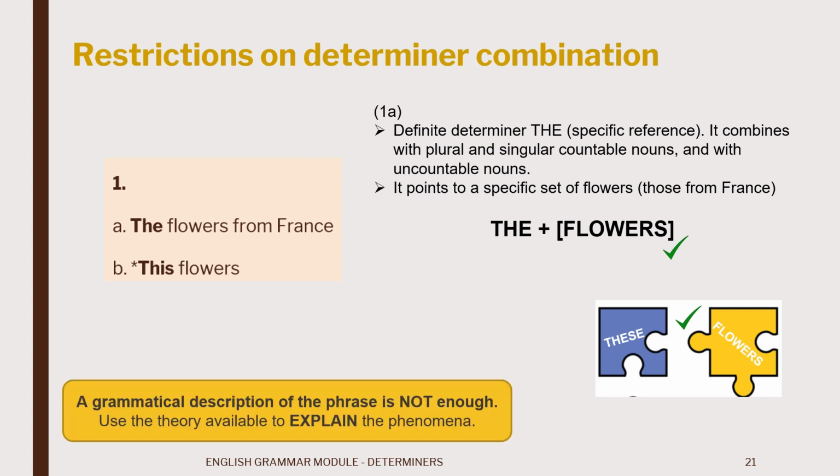A grammatical description of the phrase is not enough to account for its ungrammaticality. You have to use the theory available to explain the phenomena under analysis. So, why is it that 1B is not possible? The information about the correct version should not distract you from stating that this flowers is not possible because this, being a demonstrative determiner with singular features, cannot select an NP whose head is a noun in the plural form, like flowers.